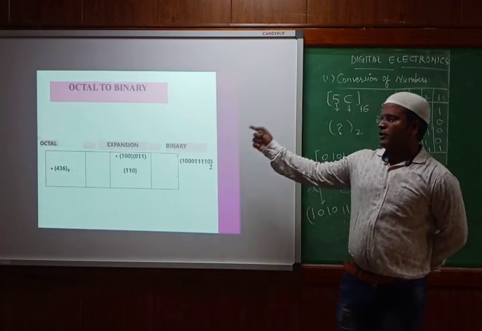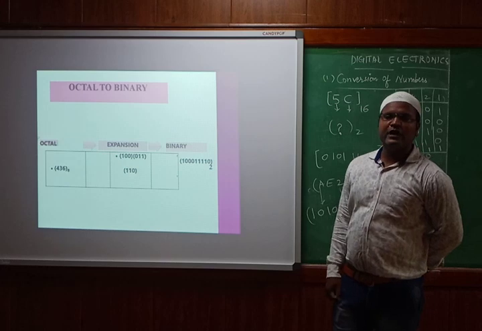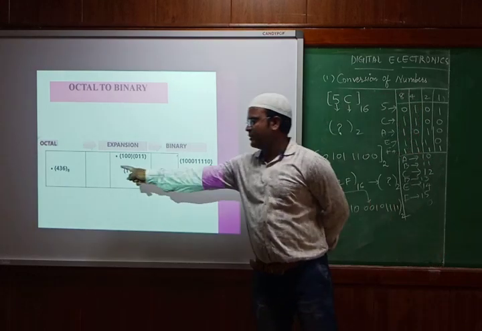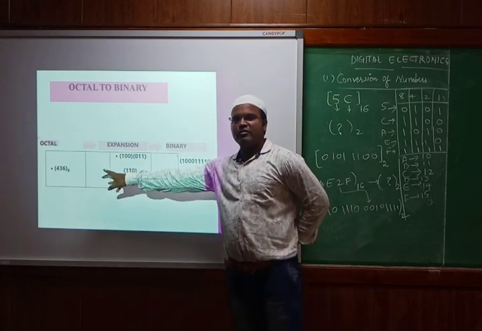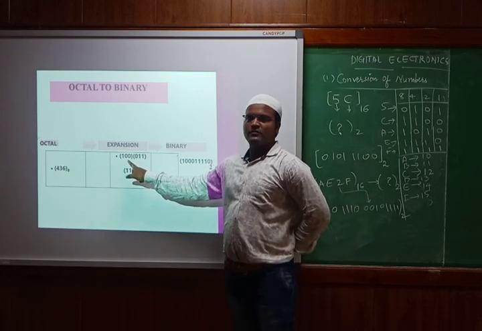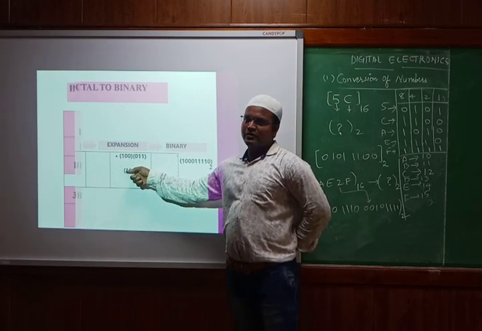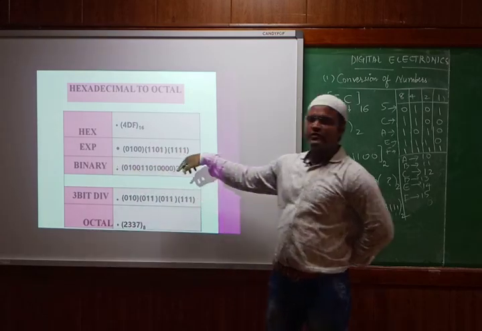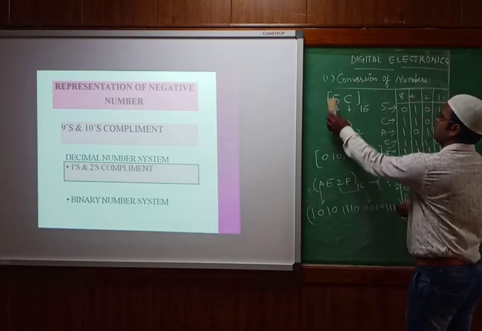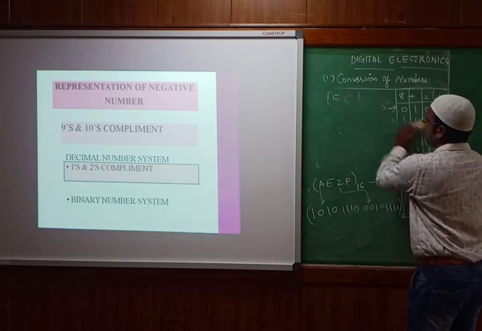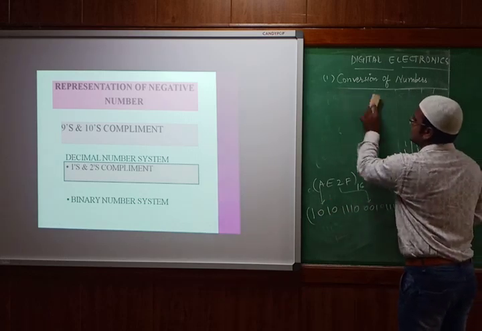Next would be octal to binary. Similarly, if you do have octal numbers, they gave 4, 3, 6. Since octal means it's a 3-bit combination, 4 can be written as 1, 0, 0, that is 4 plus 0 plus 0, again 4 only. So in the next we can write the digits in that format. Like this, I'll give one example over here.